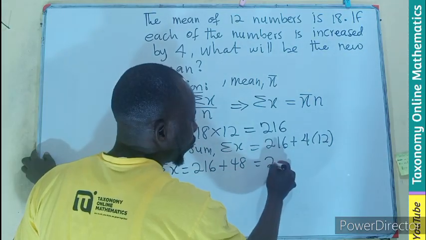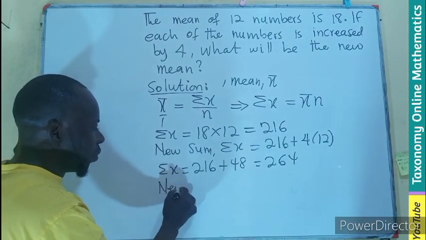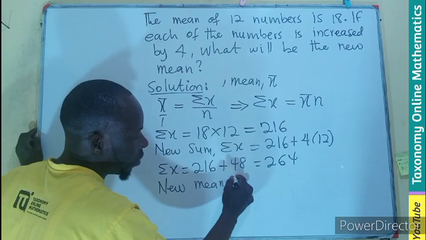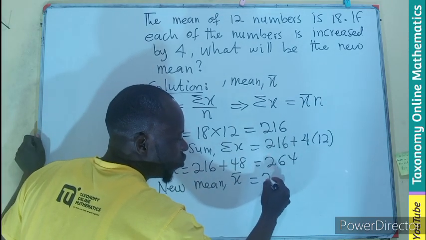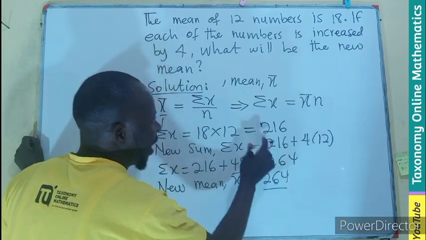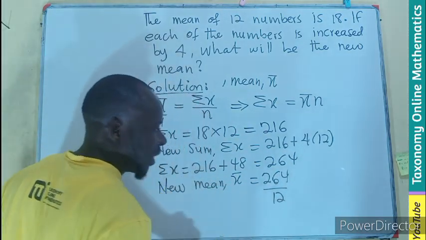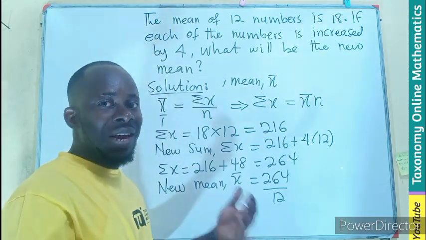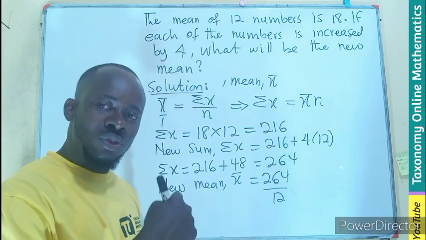So we have 264. Then our new mean becomes the data, 264, divided by the number of numbers. How many are they? The number is still 12. We are only increasing them by 4, but not increasing the number of numbers. So the number of numbers still remains 12.